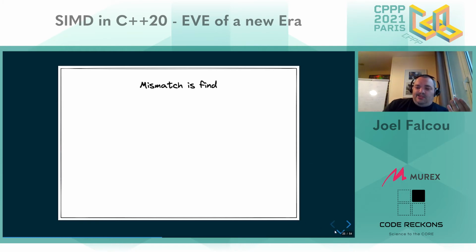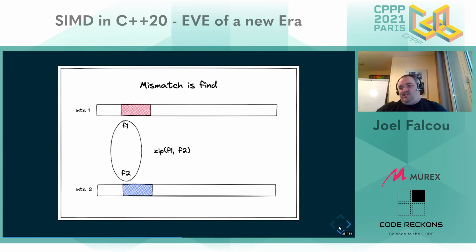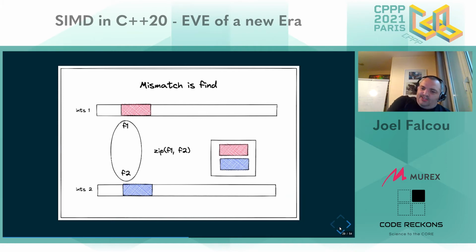But what we can say is that mismatch is indeed find, because you have the first two arrays. You can load a bunch of data from them into a wide, and if I put them in a single box using a zip operation that you may be familiar with from range-v3, by zipping those things, I can actually load those data in a single block where the two wides are next to each other.